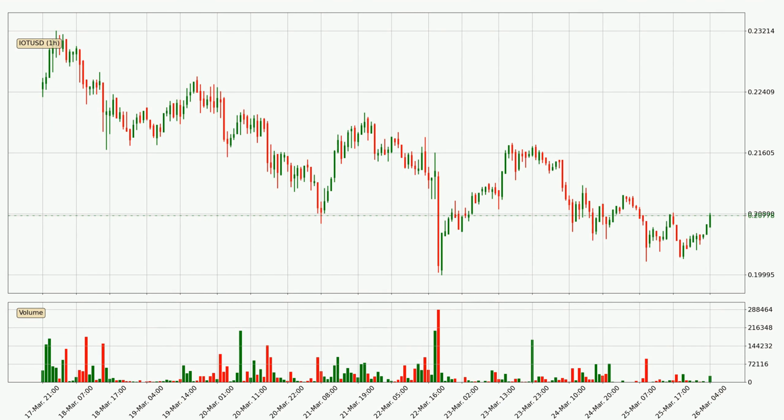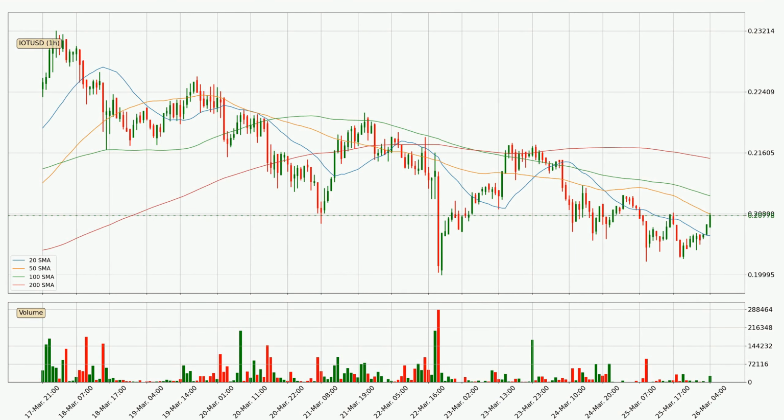Looking at the hourly time frame for IOTA, the price dipped down around 3.5%, but then came up again in the last 24 hours, with a current price of 20.8 cents. Jumping to the hourly simple moving averages, at the moment, the price is between the 20 and the 50 SMA. If the price bounces off the 20 SMA, which is currently at 20.5 cents, it could be seen as a support, and the 50 SMA that is at 20.8 cents could be perceived as a resistance to the upside.